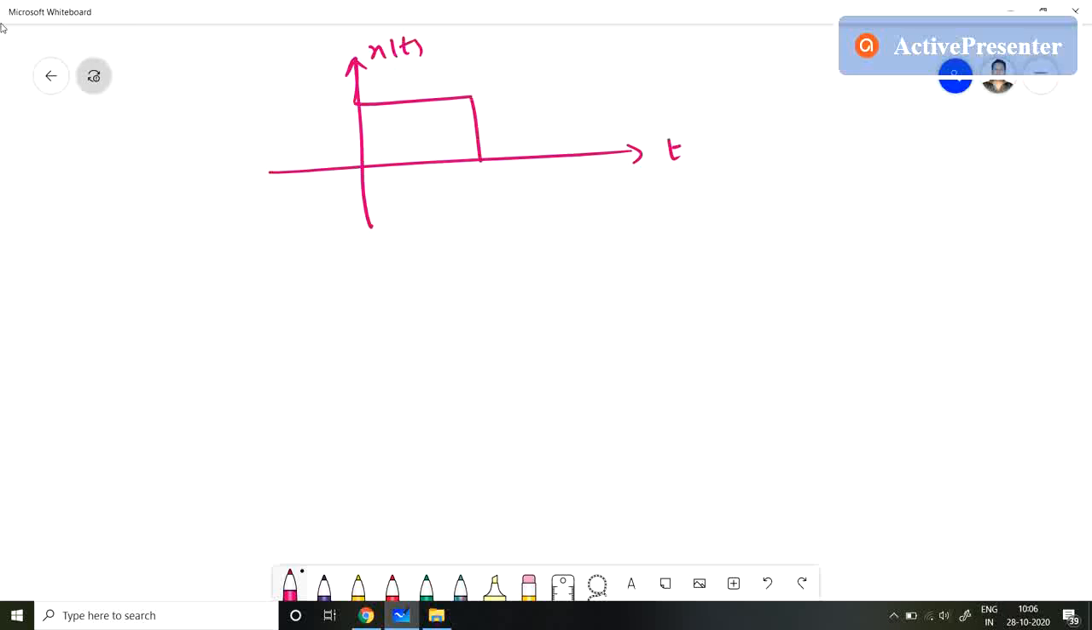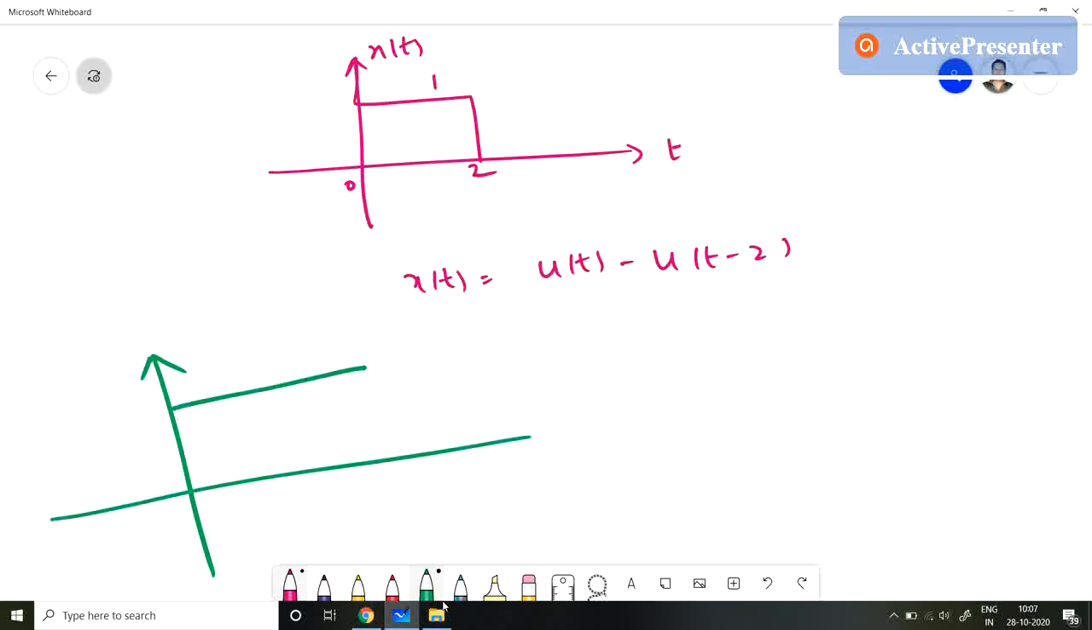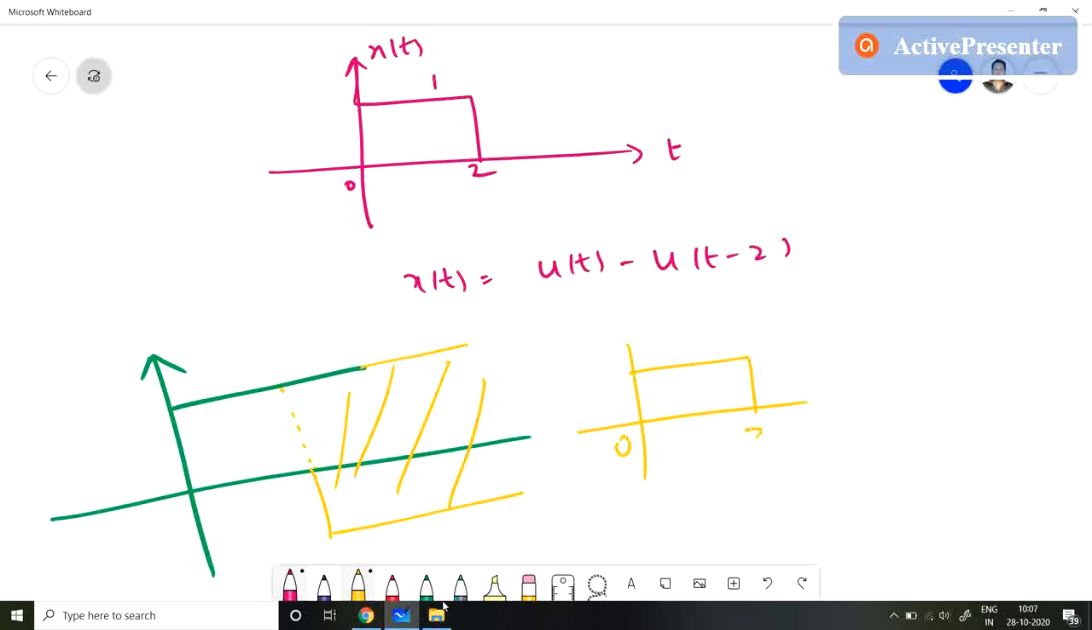So the x(t) is given as, so this is x(t). Between 0 to 2 the value is 1. So this x(t) is written as u(t) minus u(t - 2). Basically if we consider a u(t), and at 2 we apply another shifted u(t), the area will cancel out. So finally we will get a box. Between 0 to 2 that box has value 1 and at all other values it is 0.